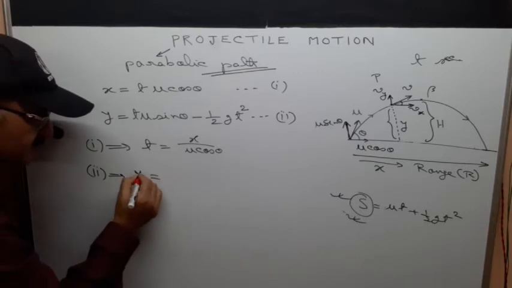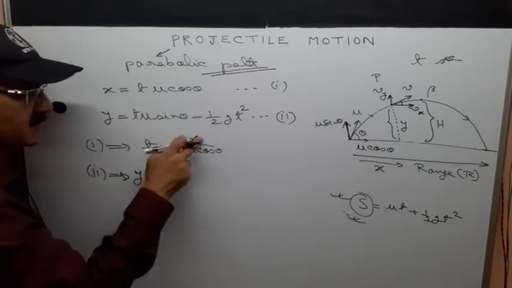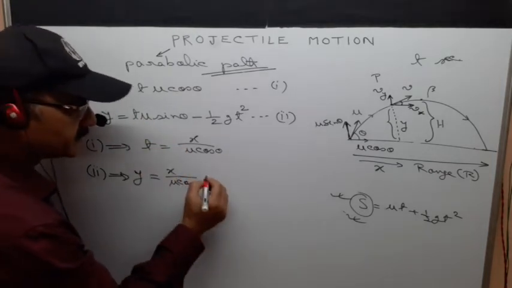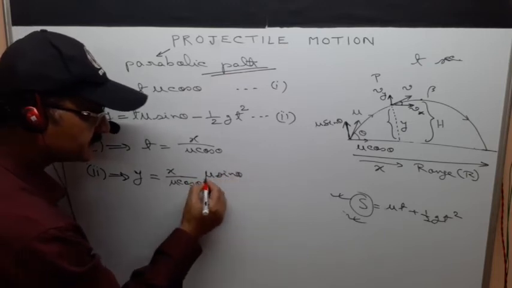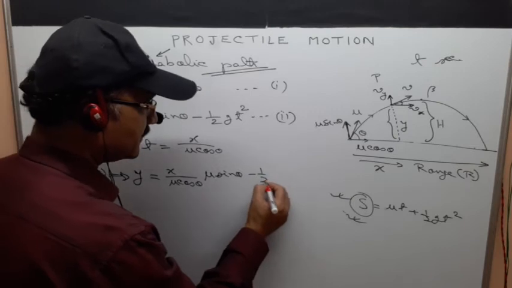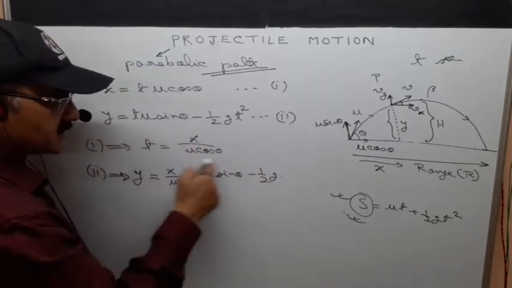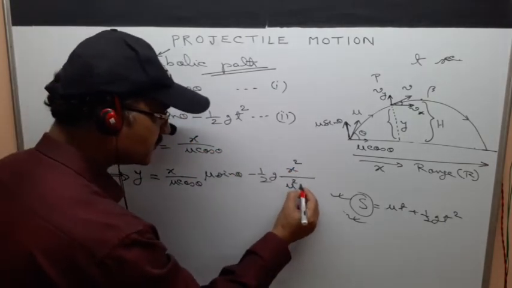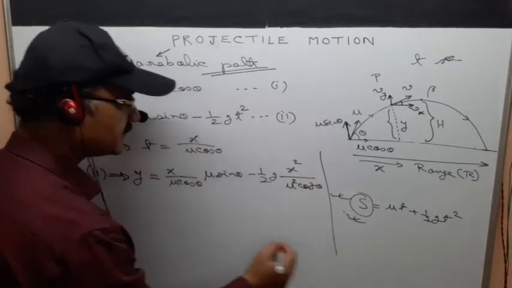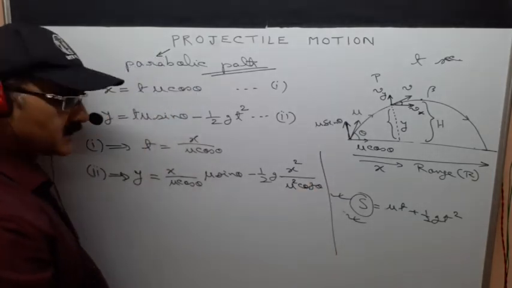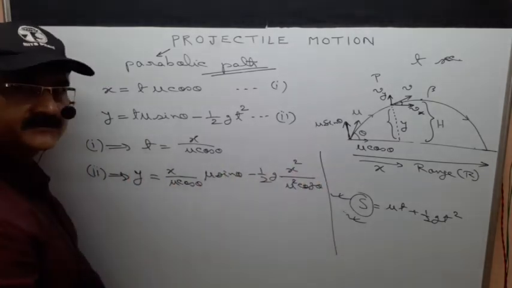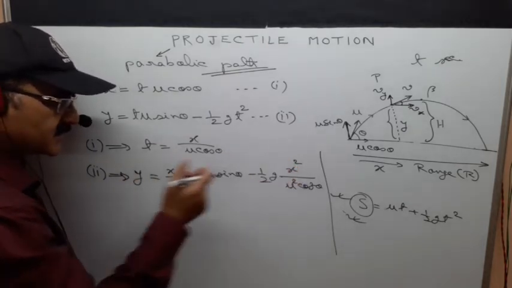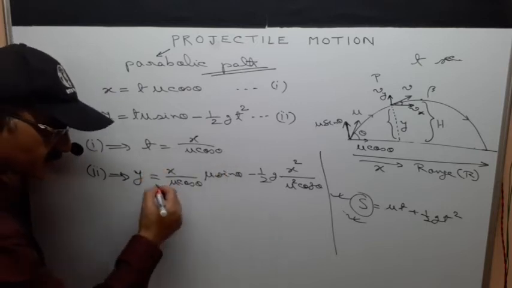So y becomes, instead of t, I will write x by u cos theta into u sin theta minus half g t square, this square, so means x square divided by u square cos square theta. Now see, in this equation there is no t. We have only x and y as variables. So we can simplify it.